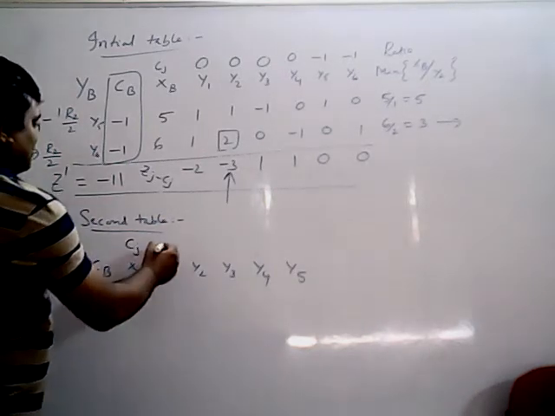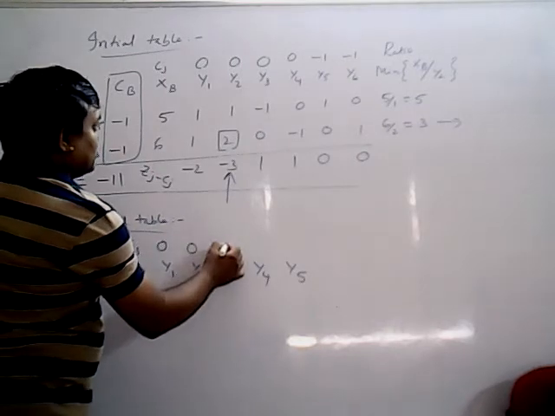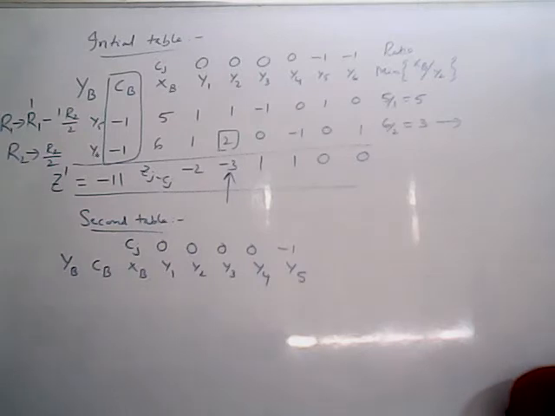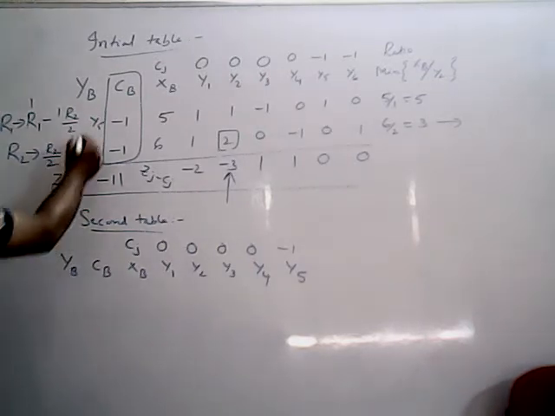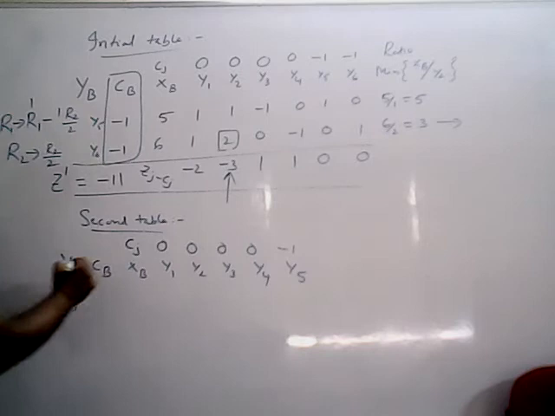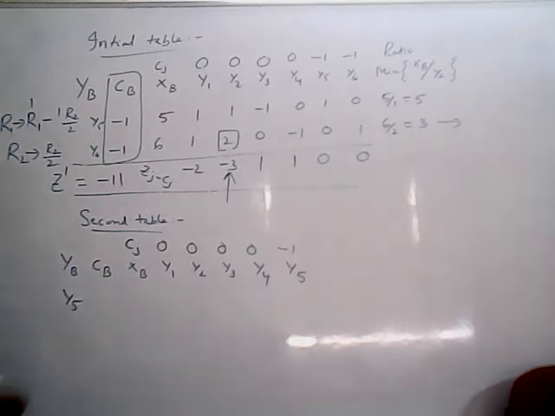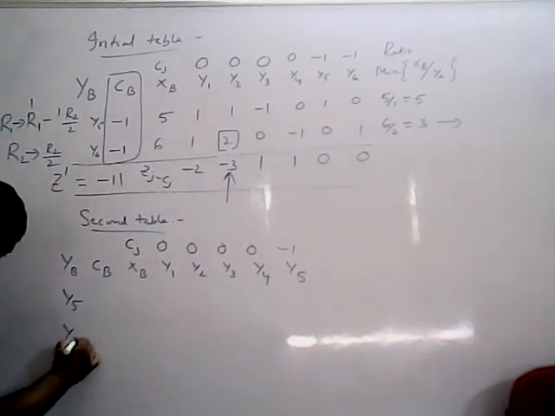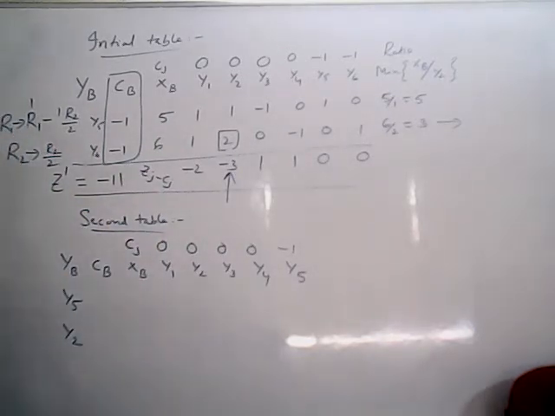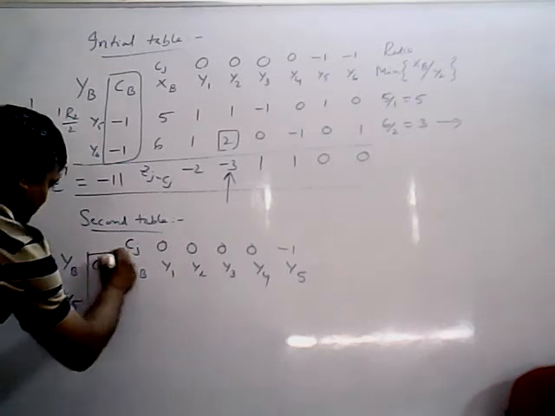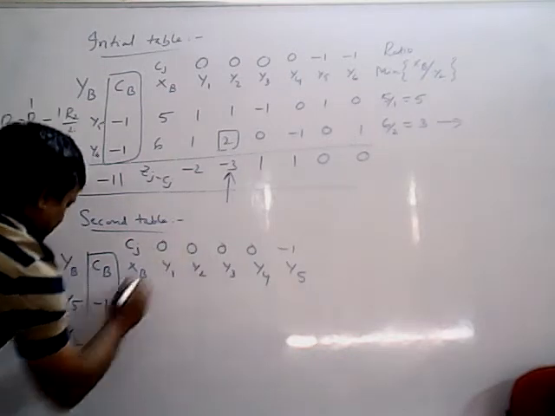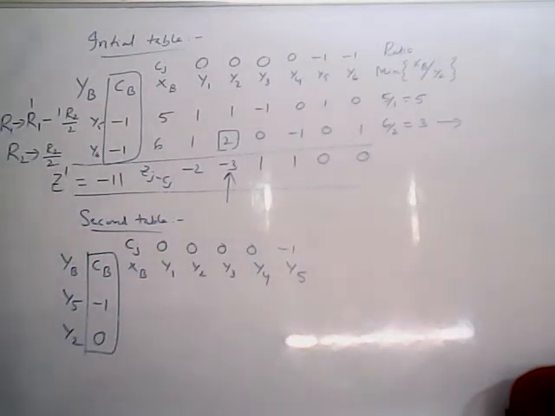Now what are the Cj values? In phase 1, all are zeros except the artificial variables, which are minus 1. So what are the variables? Y5 will be as it is. Y6 is deleted, and in place of Y6, Y2 enters. What are the costs of these variables? Y5 variable cost is minus 1. Y2 variable cost is 0. The remaining you have to get using these operations.